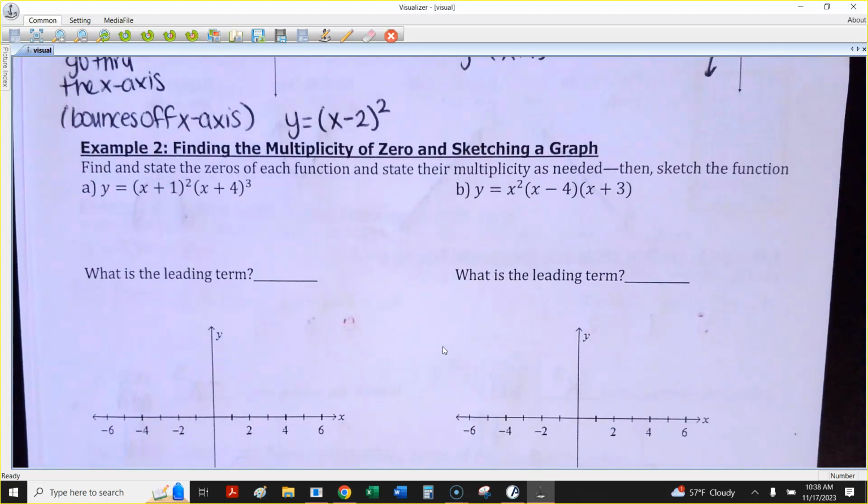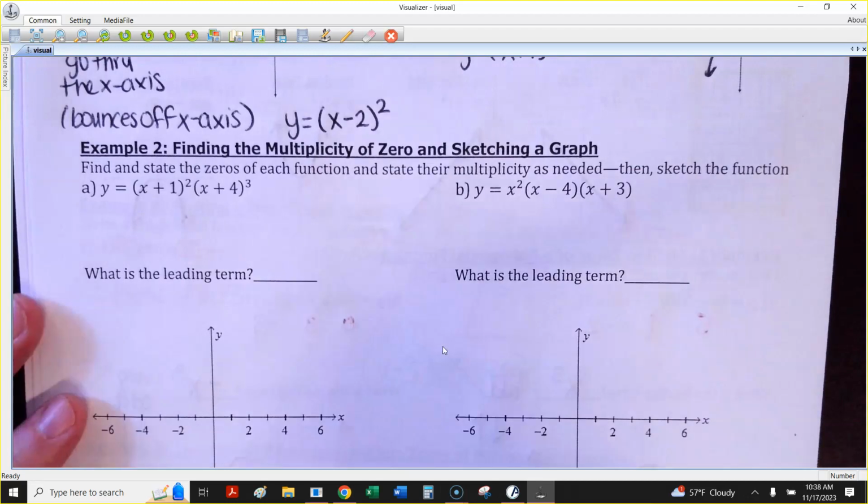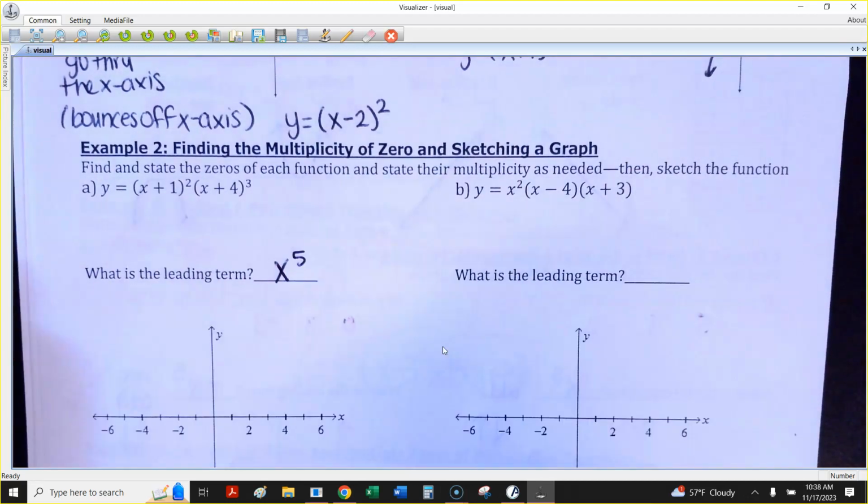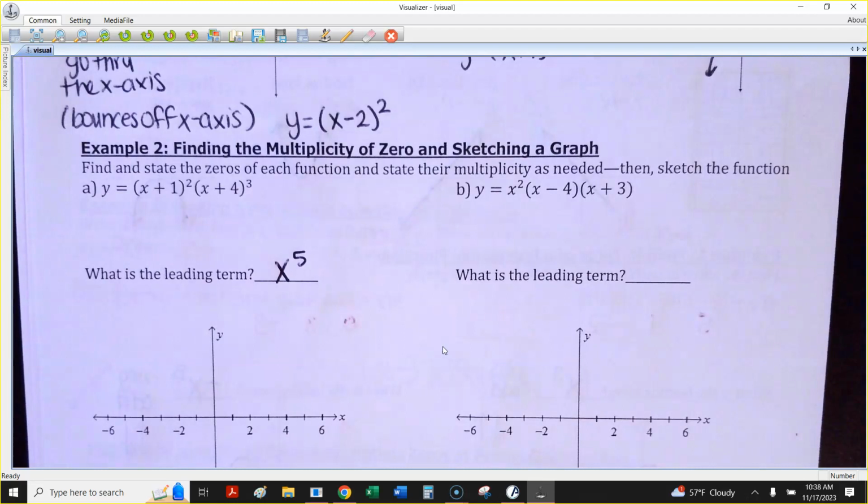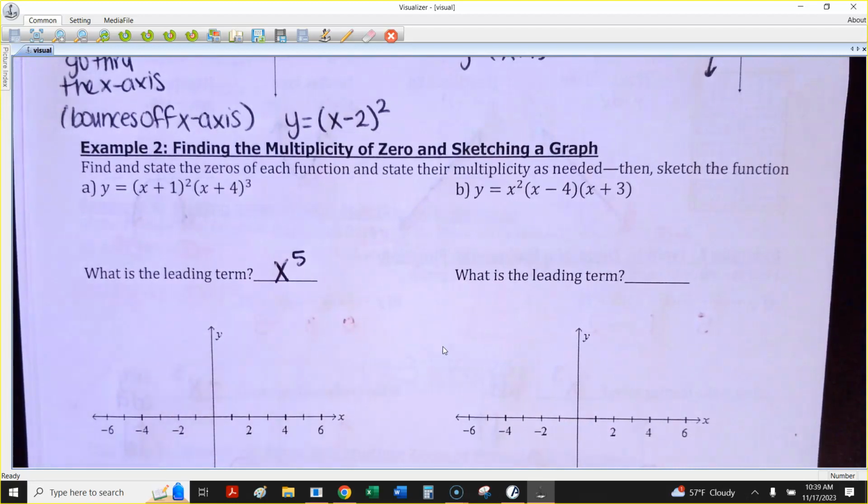If I multiplied this out, I've got x plus 1 squared and I've got x plus 4 to the 3rd. What would the leading coefficient be if we multiplied all that out? Or what would the leading term be if I multiplied that out? It's not x squared. It's super tricky. What do you think? Yes, x. How'd you get x to the 5th? Exactly.